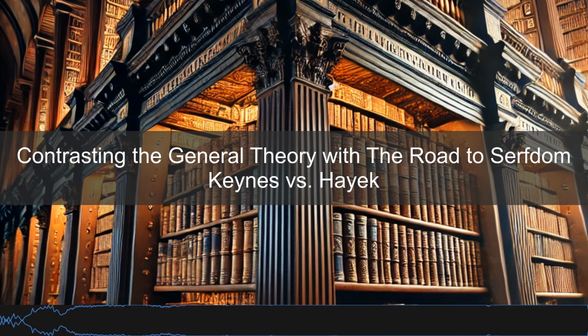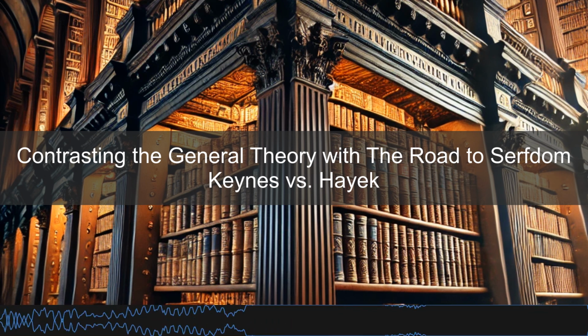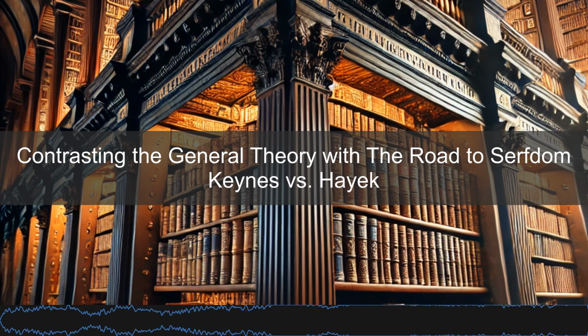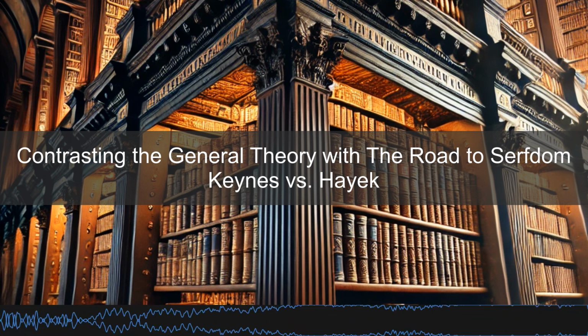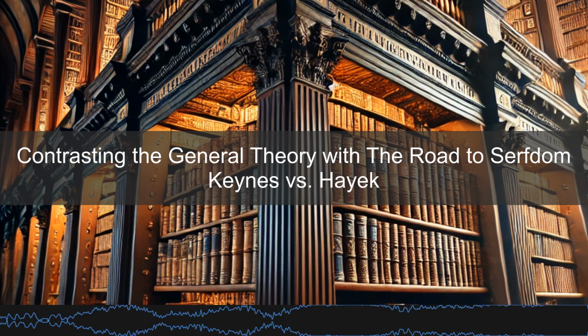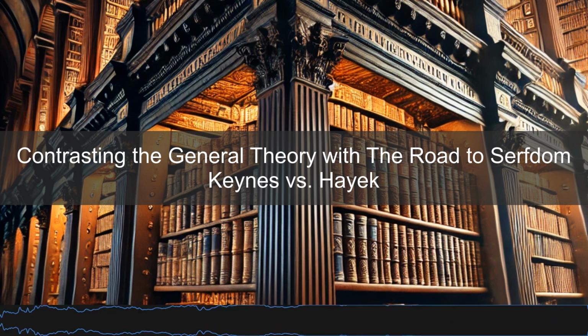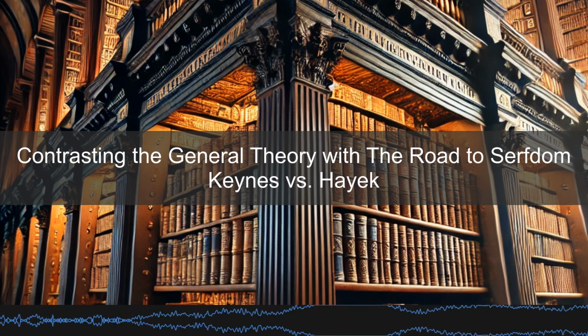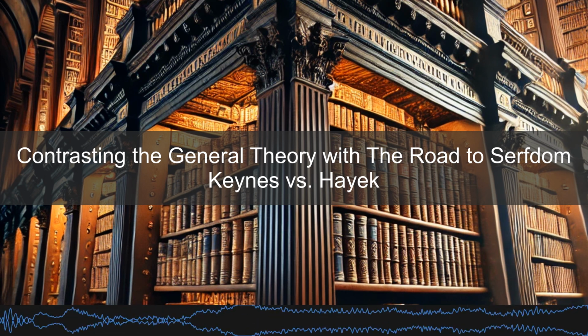Okay, so let's start by mapping out the terrain. What's the main argument each book is making? Well, Keynes, writing in the shadow of the Great Depression, is essentially making the case for government intervention to stabilize economies, particularly during times of crisis. He argues that free markets are inherently unstable and prone to booms and busts, and when those busts happen, they can lead to prolonged periods of unemployment and suffering. He believes that government can play a crucial role in smoothing out those rough edges and creating a more stable and equitable economic environment. So don't just stand there, do something. Yeah. That's Keynes in a nutshell.